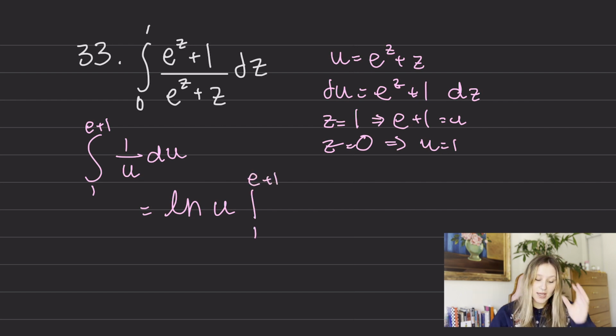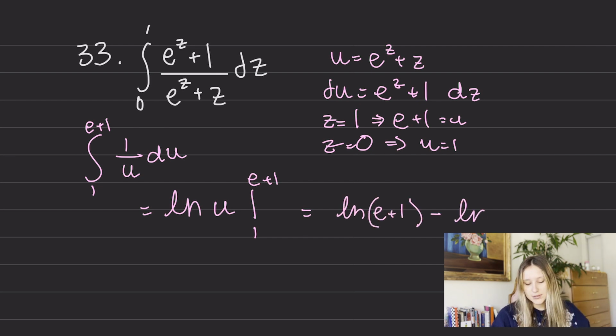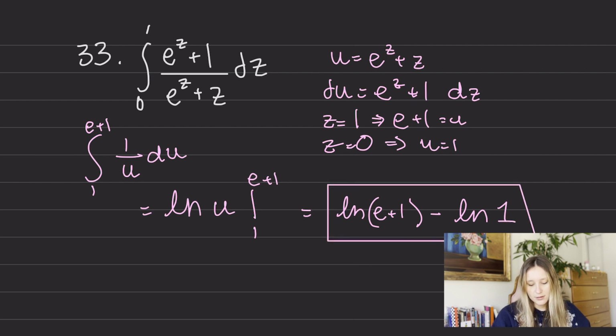The solution to this is ln of u. Plugging in e plus 1 and 1, we get ln of e plus 1 minus ln of 1. That is going to be the solution.